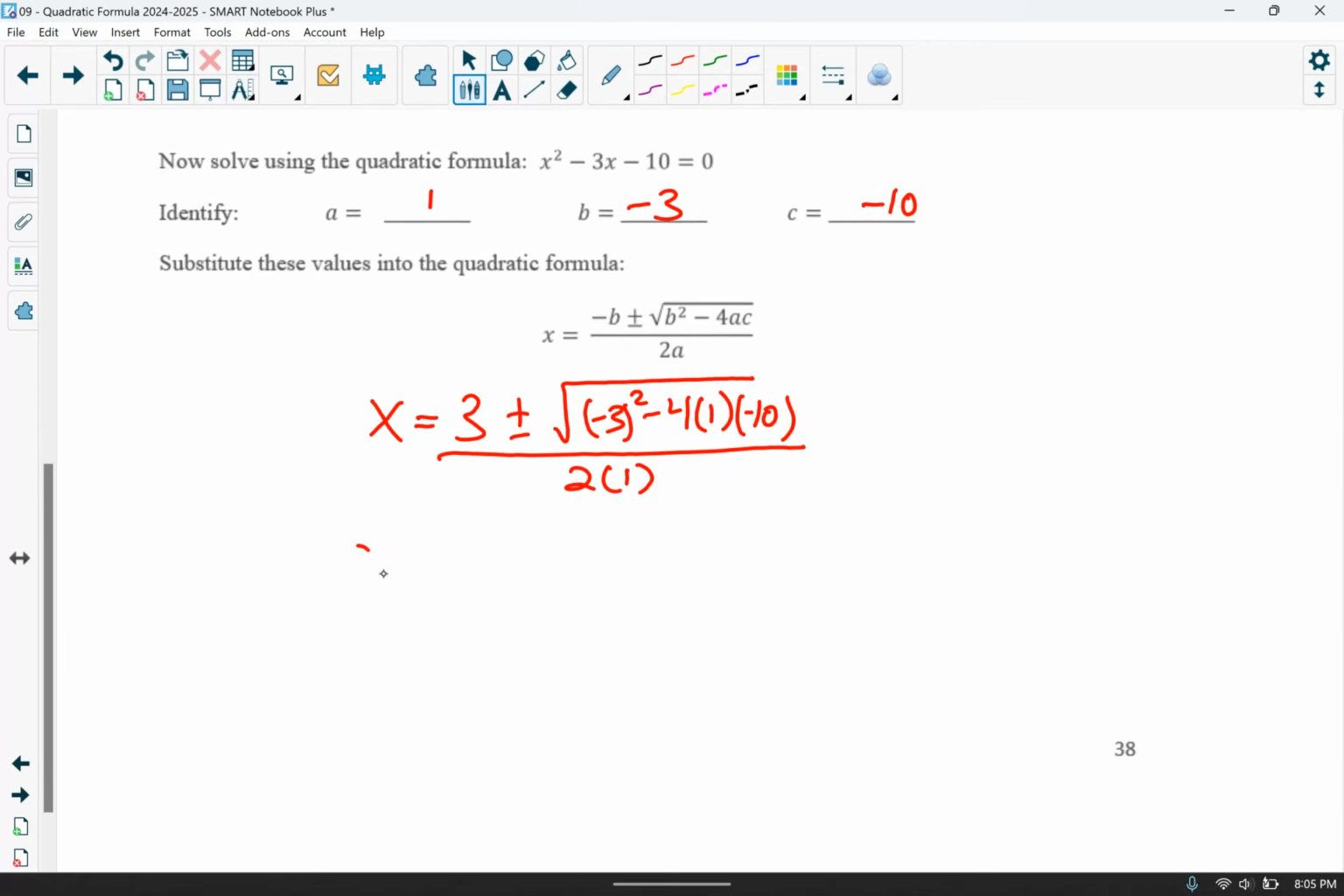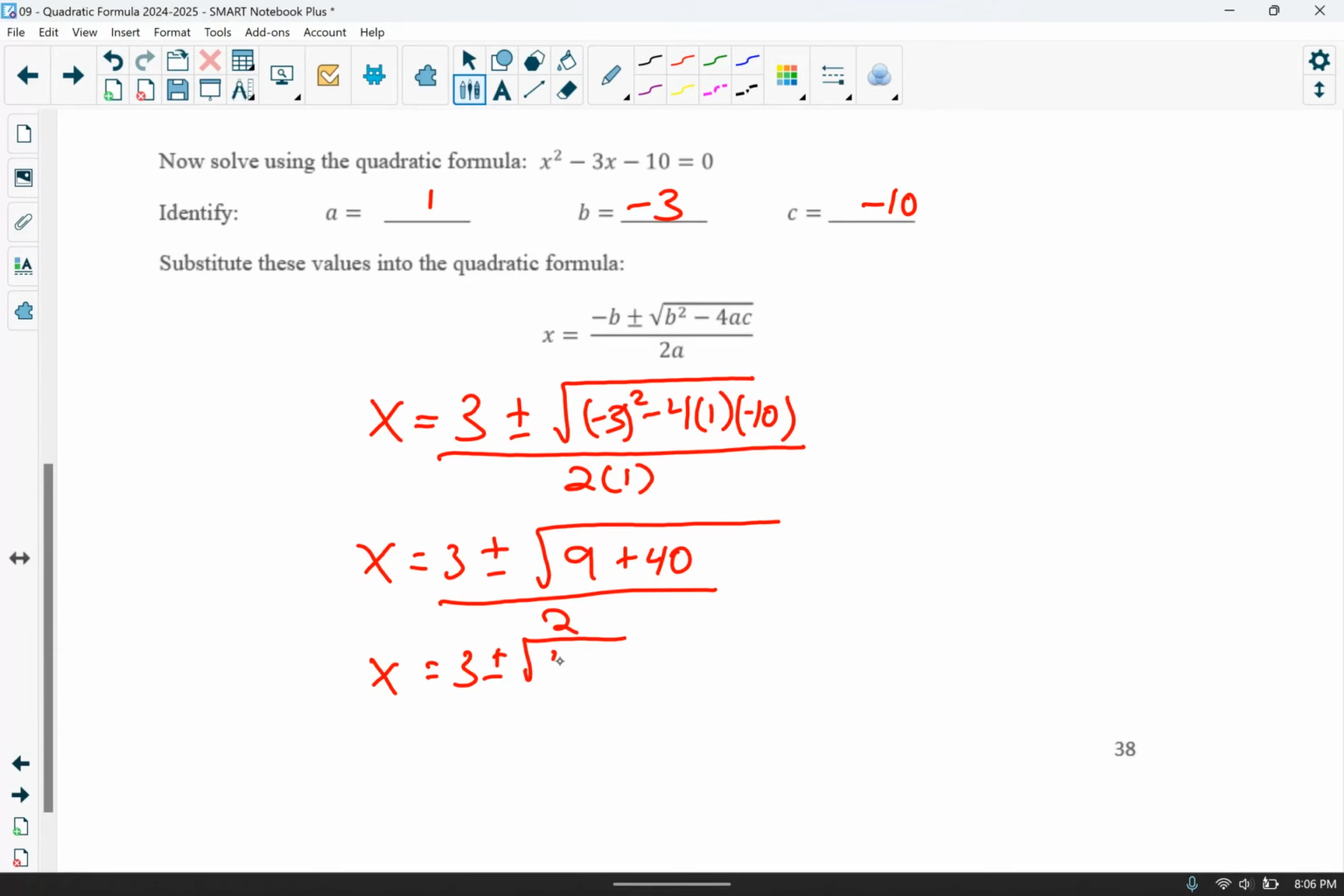Right, so that means we're going to simplify inside the radical because that works as a grouping symbol. Negative 3 squared is positive 9. Negative 4 times positive 1 times negative 10 is going to give us a positive 40. Right? I don't recommend putting this all into your calculator. Your calculator does PEMDAS wrong often. Okay? Over 2, which gives us 3 plus or minus the square root of 49 over 2.